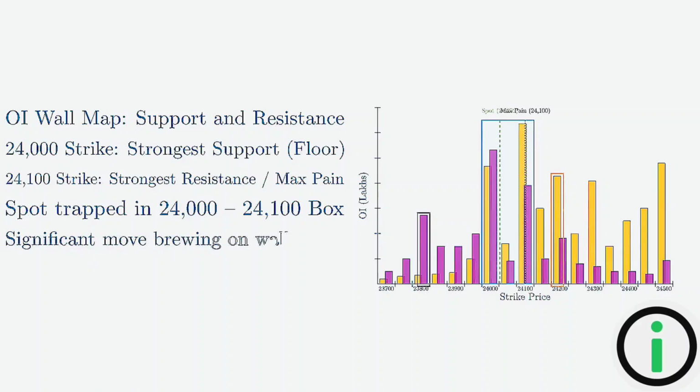Outside of this box, we have a secondary support shelf at 23,800 and a secondary resistance at 24,200. This tight compression suggests a significant move is brewing once one of these walls breaks. It is not just about the total walls. We must look at what happened today to see where the fresh money is going.